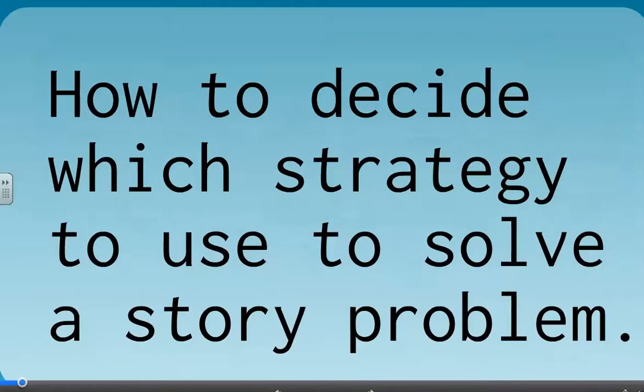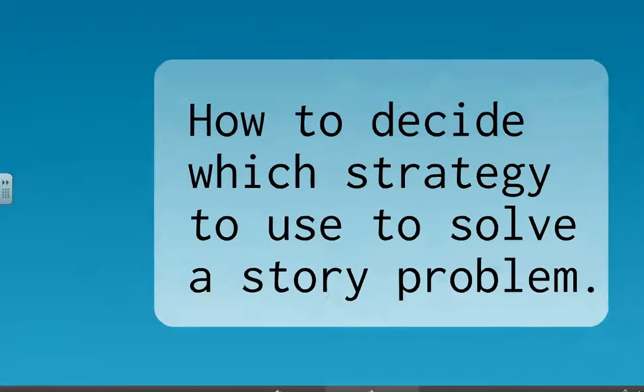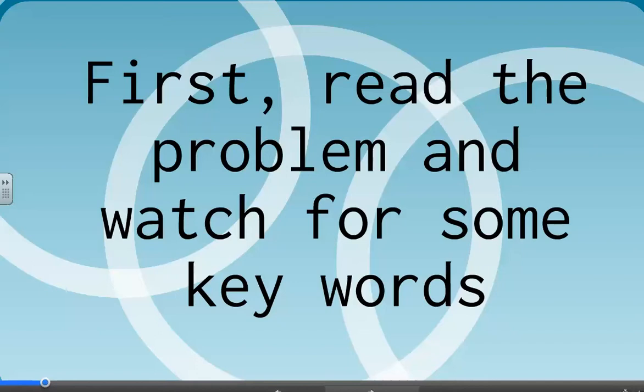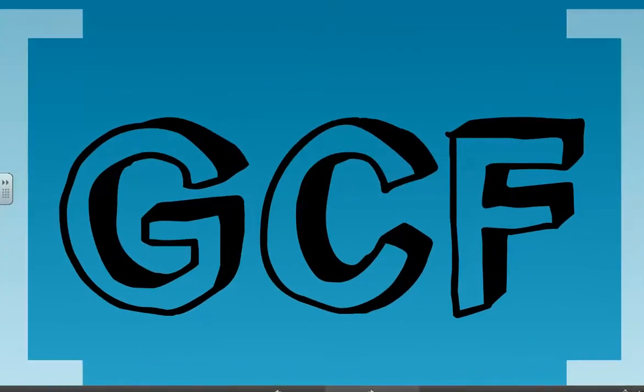So first of all, how do I decide the strategy to use to solve a story problem? Specifically, greatest common factor and least common multiple. And the big overall key phrase to remember for any type of problem all through math is first, read the problem and watch for key words. There are always key words that will tell you, is this an add, subtract, multiply, divide? Is this a mean, median, and mode? Is this GCF, LCM? So you need to look for certain things. So we're going to start with GCF.